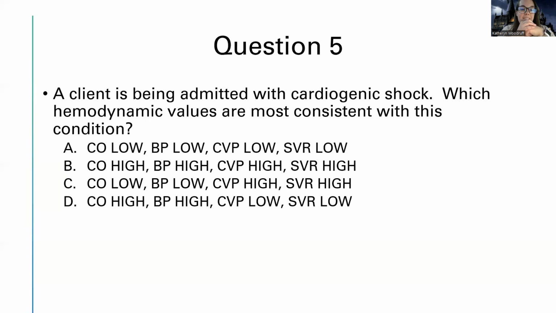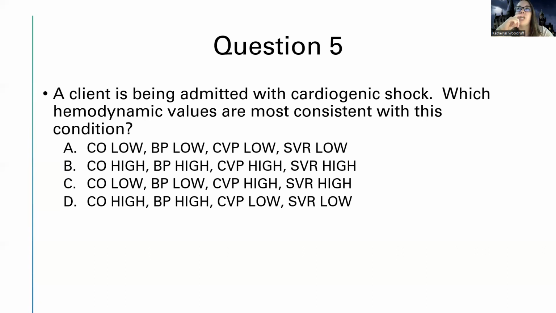So I'm down to A and C. I like cardiac output low and I like blood pressure low because that's true for both of them. For every type of shock, there's low blood pressure and low cardiac output. It looks like the only thing that's going to differentiate for me is my CVP and my SVR. So I need to decide, are both of those low or are both of those high in cardiogenic shock?